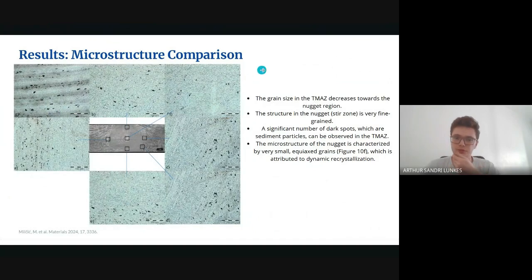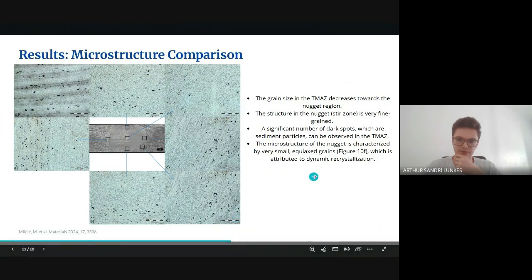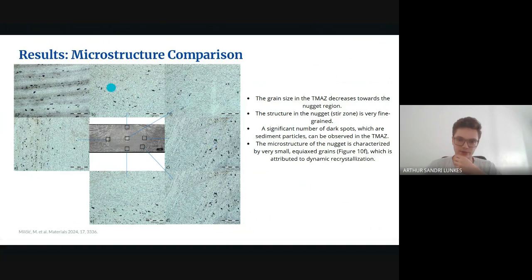Now the results of the microstructure in the friction stir welding: the grain size in the thermomechanical affected zone decreases towards the nugget region. The structure in the nugget zone is very thin grain. In the structure, we have a significant number of dark points, as we can see in all these pictures here. The microstructure of the nugget is characterized by very small equiaxed grains, which is attributed to dynamic recrystallization in this picture here, figure 10F, this one here. So the recrystallization is the reason why we have different small grain sizes.